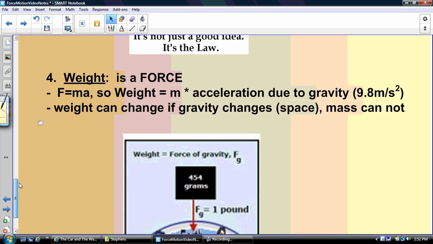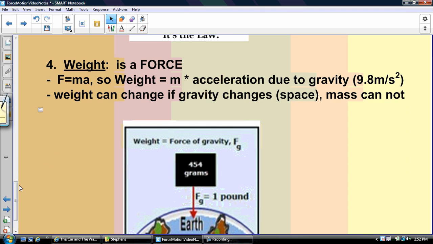Okay, and let's come back to weight. Weight is a force. Remember, force equals mass times acceleration. And when we calculate weight, it's mass times acceleration due to gravity. So here on Earth, mass times 9.8 meters per second squared. Weight can change if gravity changes, like in space. Mass cannot.